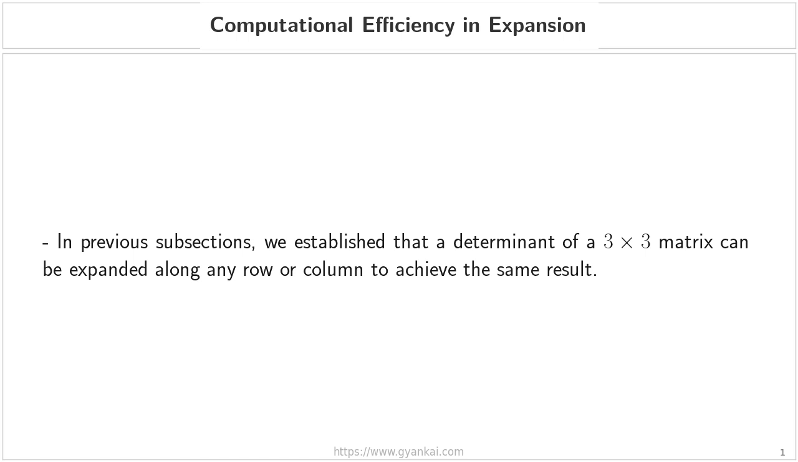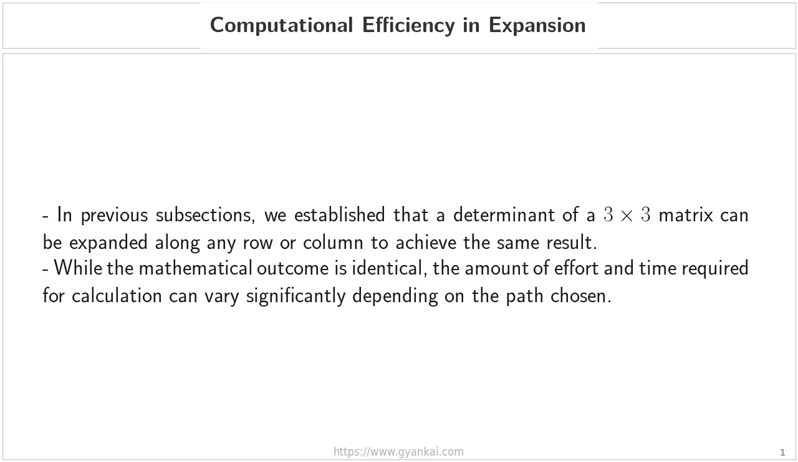Computational Efficiency in Expansion. Now, before we dive into the new material, let's quickly recap what we've already covered. In our previous lessons, we established a very important property, that the determinant of a 3x3 matrix can be expanded along any row or any column, and no matter which path you take, you will always arrive at the exact same mathematical result. However, even though the final answer remains the same, I want you to notice that the amount of effort and the time you spend on your calculations can vary significantly depending on the specific row or column you choose. Some paths are much more taxing than others.